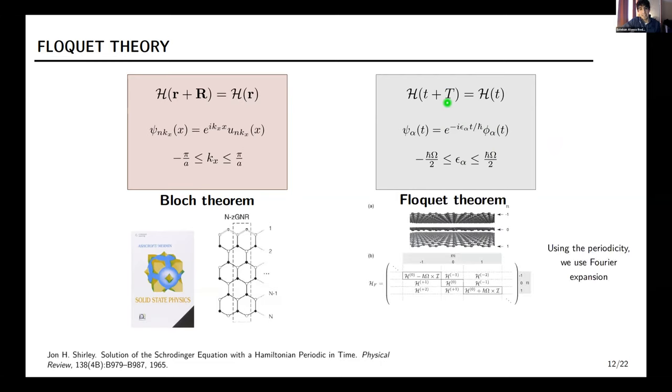If you have a Hamiltonian which is time periodic, and the Floquet states are also time periodic, you can use this periodicity to use a Fourier expansion. What does that mean? If you have a system which is originally 2D, with one time direction, now you can map this time direction to a synthetic third dimension in space, and you can settle on a Hamiltonian which involves all the harmonics of this periodic potential that you are using, which in our case will be light.